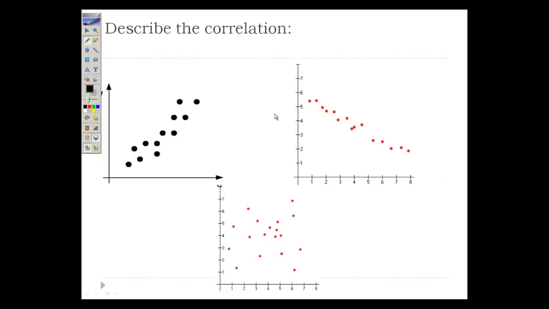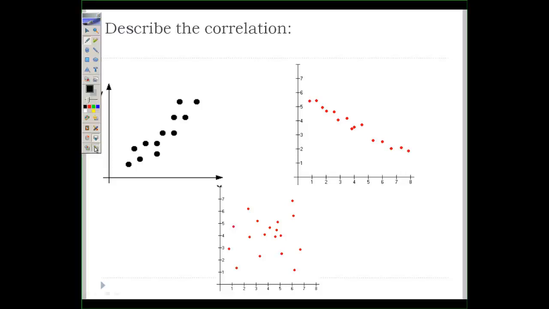So let's describe the correlation. Describe the scatter plot. These are scatter plots. They're just a bunch of points on a graph. And what we could say about them is that this is a positively sloped correlation. It's a positively sloped best fitting line. So we're going to say this is a positive correlation.